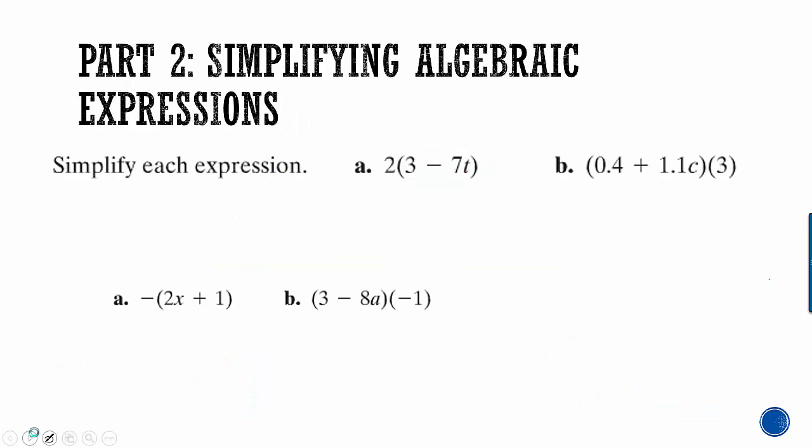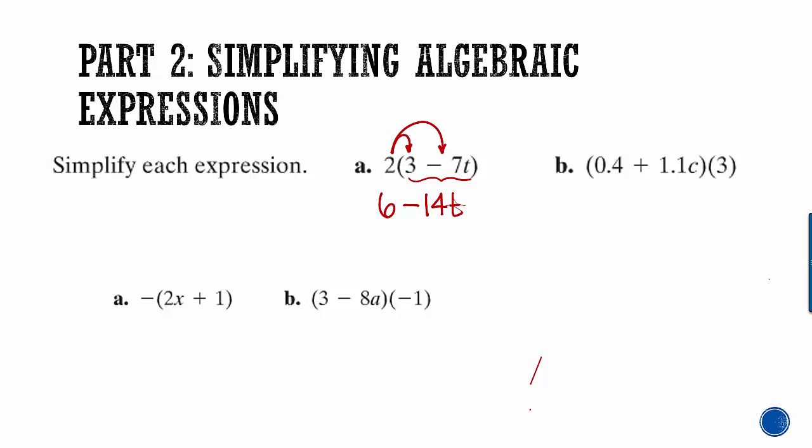But this is what we're used to, having a number on the outside of parentheses with stuff inside that we can't simplify. We cannot combine 3 minus 7t. So our only option to simplify this is to take 2 and multiply by 3, and 2 times 7t. So 2 times 3 gives me 6. 2 times negative 7t is going to give me negative 14t's.